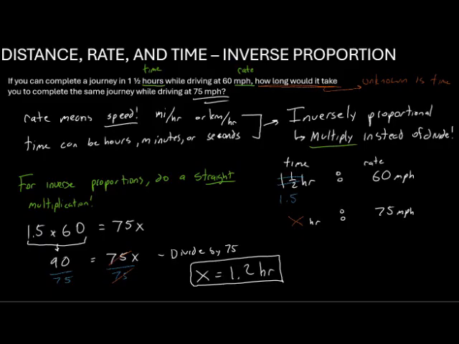The main point I want to drive home here is if your problem talks about distance, you'll use a direct proportion. That's the cross multiplication that you're used to. However, if you only have time and rate, you will not do a direct proportion. Instead, you will do an inverse proportion. And for inverse proportions, we do not set up a proportion. We instead set up a multiplication. This is a straight multiplication, not a cross product.